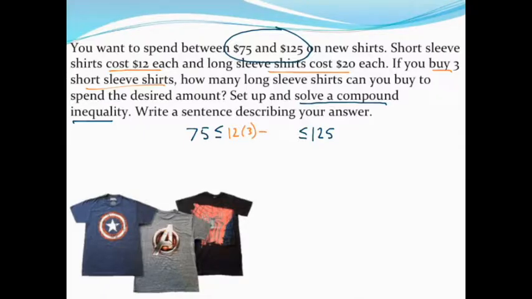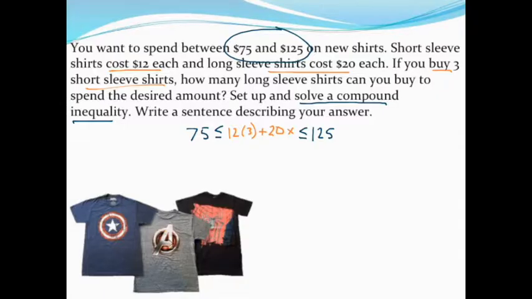But in addition to that, I want to buy some long sleeve shirts, and that's where I have some money to play with. I could buy a few or more depending on where I want to fall in that range. So my long sleeve shirts, recall, were $20. I don't know how many of them I want to buy, and when I don't know something in algebra, let's use a variable. So I'm just going to use x. You can use whatever variable makes sense to you. So there's my and inequality, my compound inequality setup.